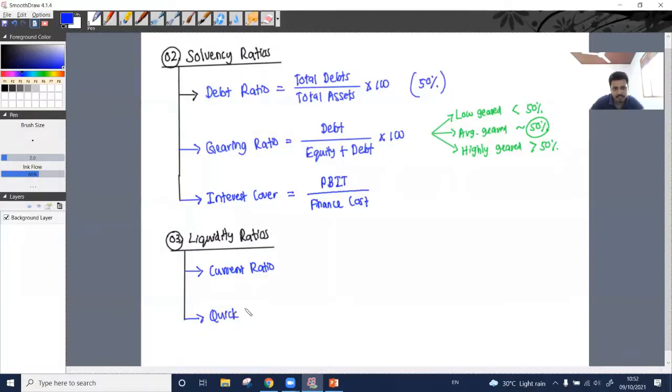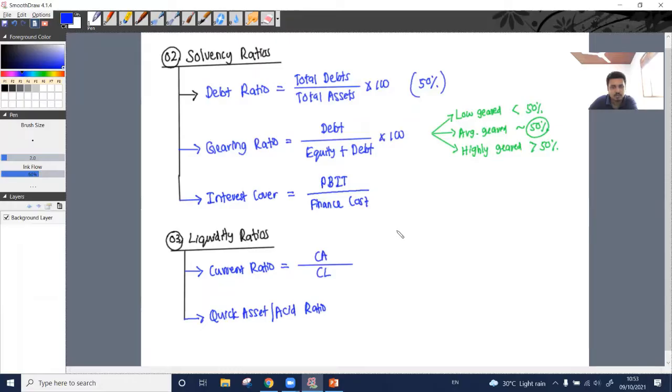Asset ratio. Current ratio, how can we compute that? Easy. Current assets need to be divided by current liabilities.